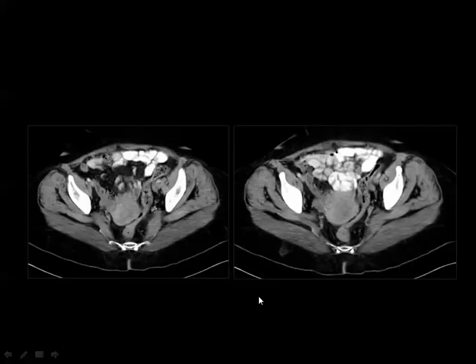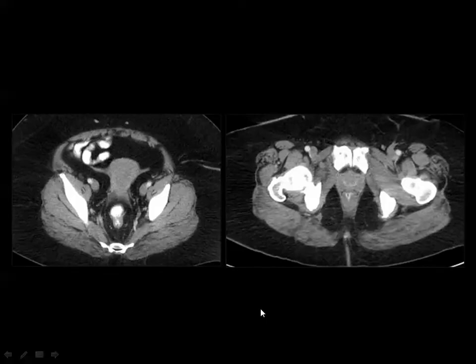Then further down, you will see the uterine fundus, the body of the uterus, and sometimes you can identify one or both ovaries as small, round, or oval-shaped structures on both sides of the uterine corpus. And lower down, you can reach the region of the anal canal and the ischiorectal fossa.